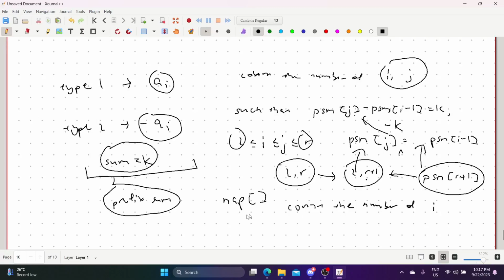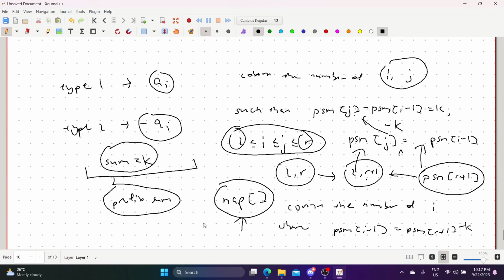So this means that we want to count the number of i where p sum i minus 1 equals p sum r plus 1 minus k, where i is in this range. In order to count this i, we store the number of i that satisfy this condition inside the map. So you can just add that contribution into the answer, and at the same time you update the map.